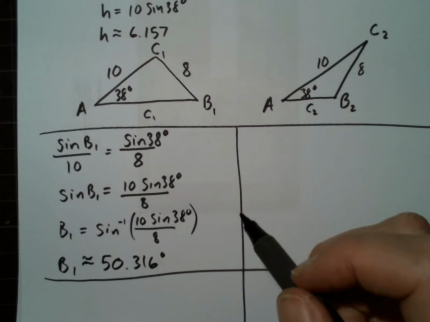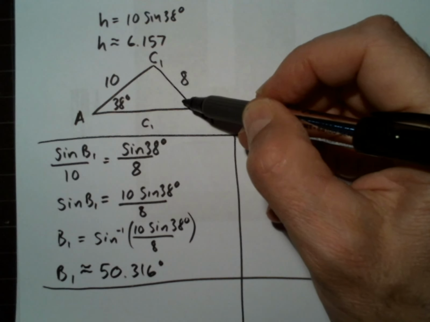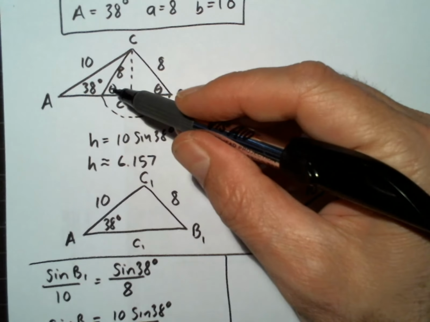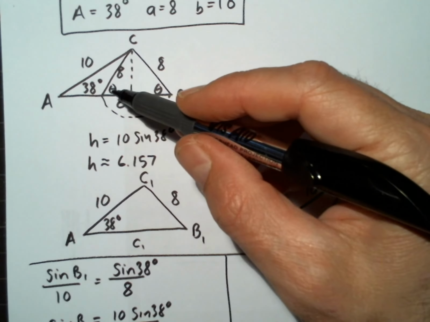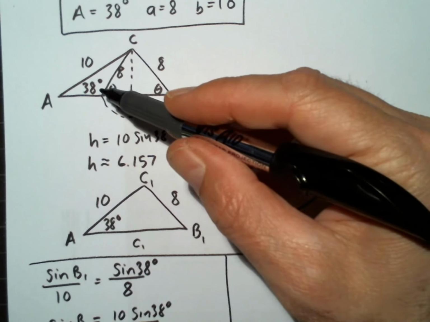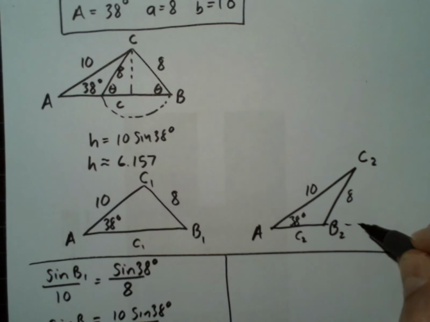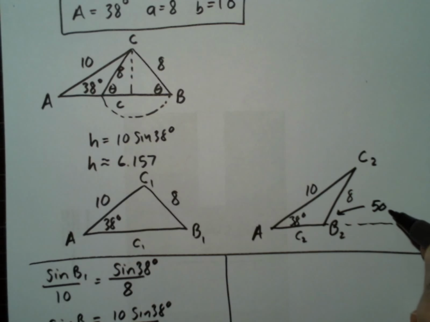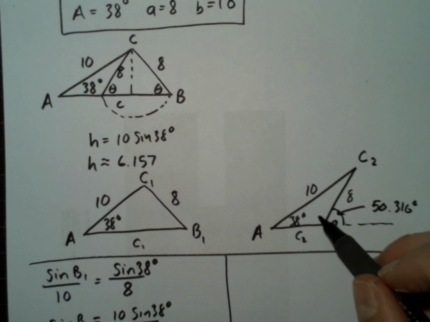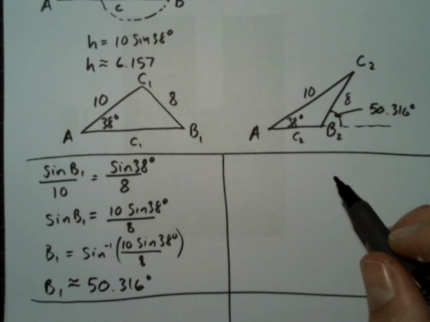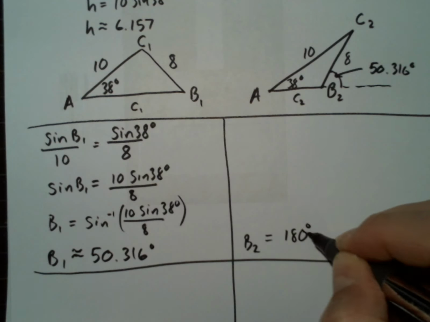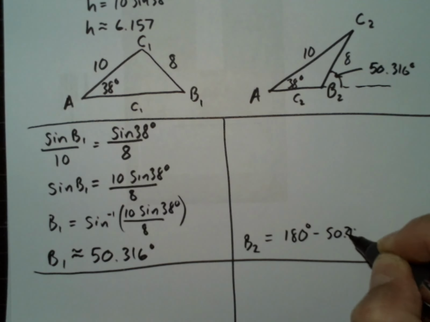If we know that this is 50, then we know that that is 50 and that is 50 over there. In this picture, we know that this angle is 50.316, but we don't want this angle. We want its supplement in here. That's why to find B2, we're going to do 180 minus 50.316.